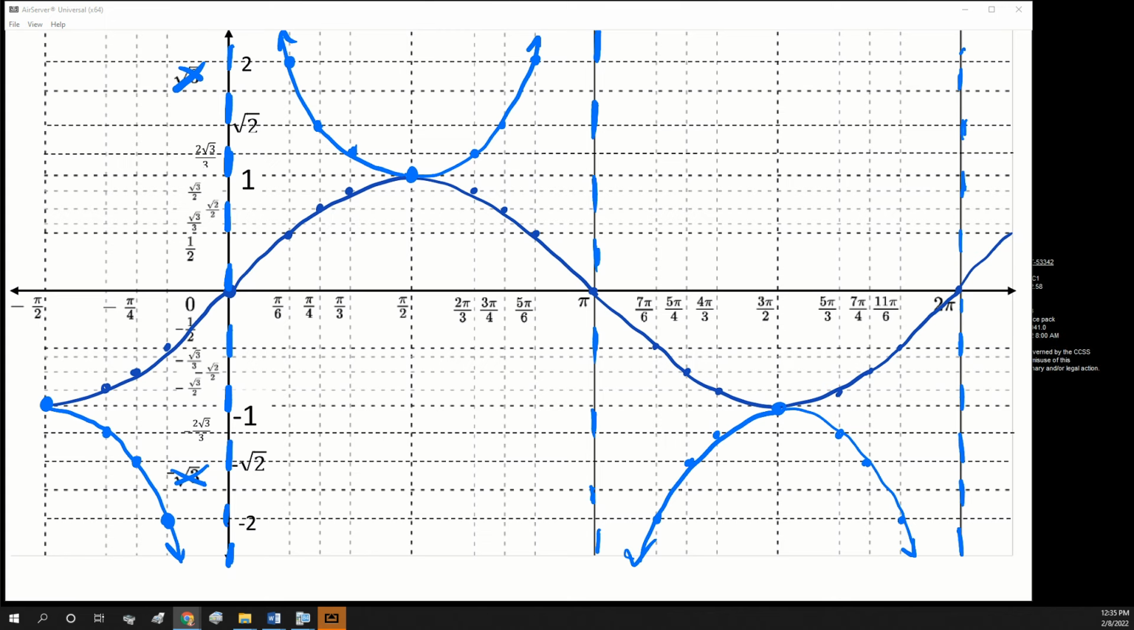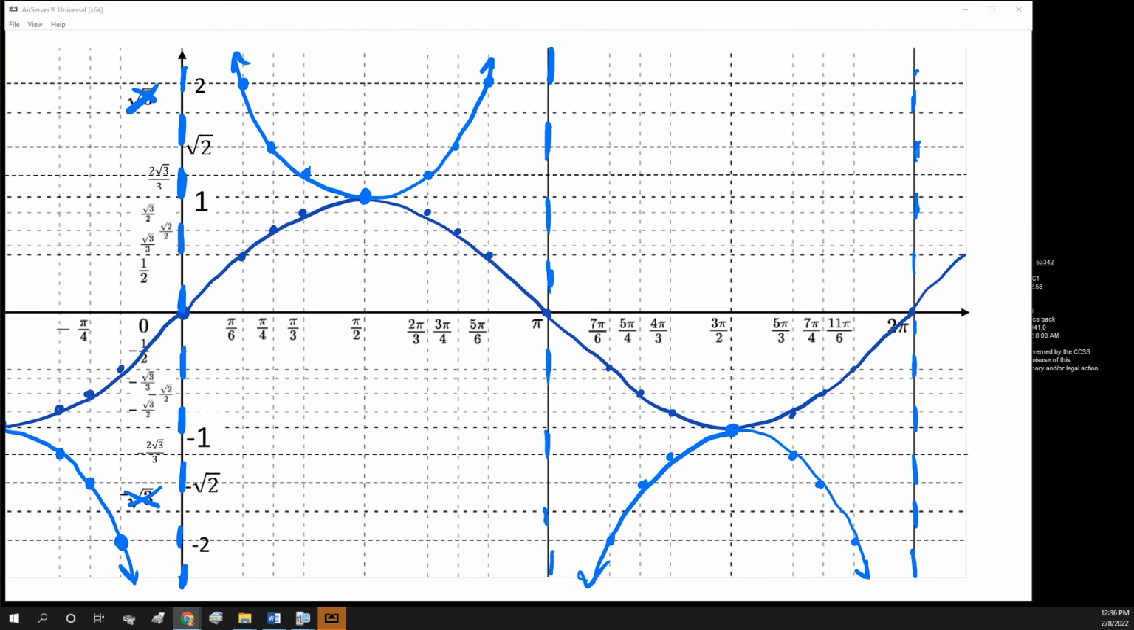So it's going to be vertical asymptotes everywhere where sine is 0. So everywhere where there's an x-intercept, you draw a vertical asymptote. And then at the top of the peaks, there's a parabola. At the bottom of the valleys, there's a parabola going downward. That's cosecant.